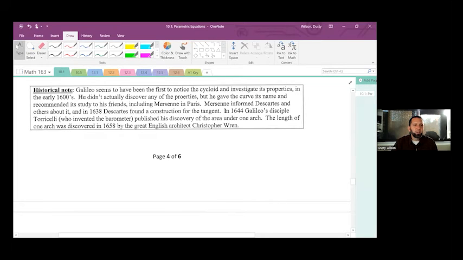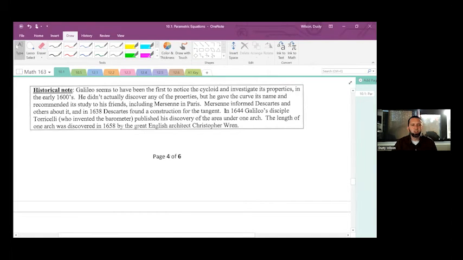Historical note. Galileo seems to have been the first to notice the cycloid and investigate its properties. And this was in the early 1600s. He didn't actually discover any of these properties. Sorry, there's a typo there. But he gave the curve its name, and he recommended its study to his friends, including Mersenne in Paris.